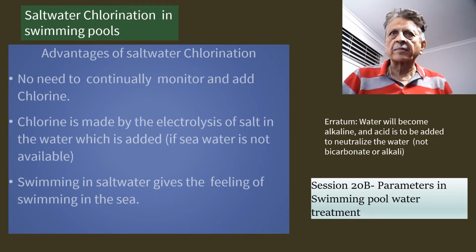Commercial pools can manage to add chlorine as chlorine gas, which would be very convenient, and because of the high concentration of chlorine in there, only a small amount of gas is to be put into the water and the pH controlled by a pH meter.